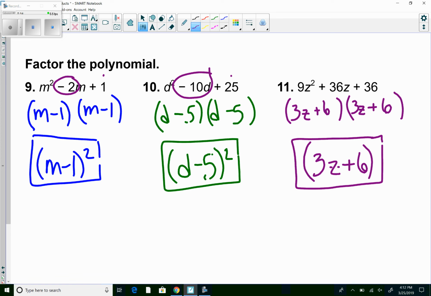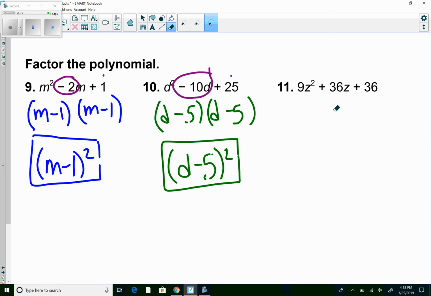Number 11, kind of an interesting problem. Again, we have to be able to recognize that 9 and 36 are perfect squares. Once we recognize that they're perfect squares, we can take that 3z plus 6 out. And actually, now that I'm looking at this problem again, there's another way that we can go about this.